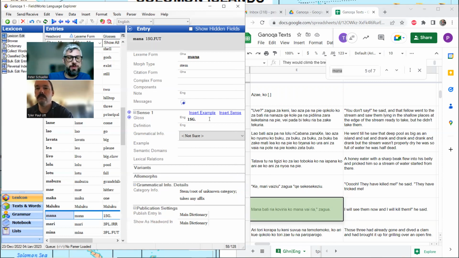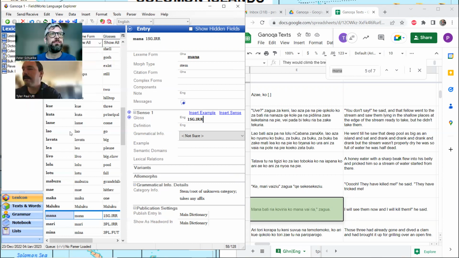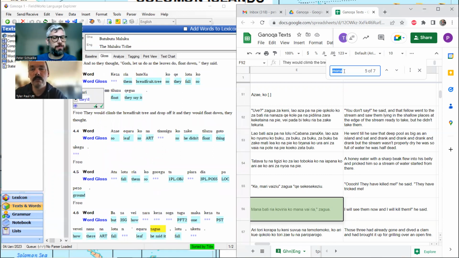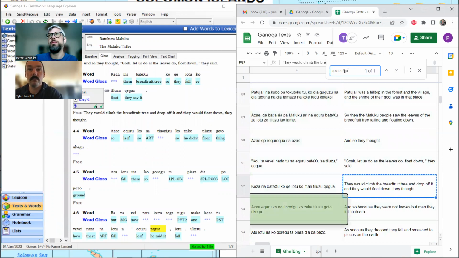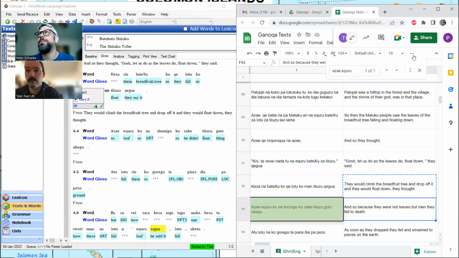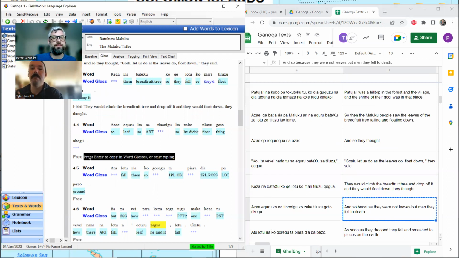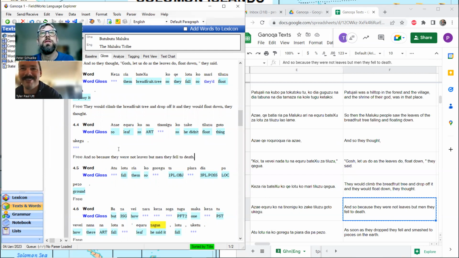At least we can change it to IRR. I feel confident doing that. Then our word gloss, which isn't included here, we would probably change it to I'd. I'd, yeah. All right, let's go back to our text and words, see where we are. Okay, I'm going to search Azayenguru to get me in my spot. Right there. So, because they were not leaves, but men, they were not leaves, but men, they fell to death.